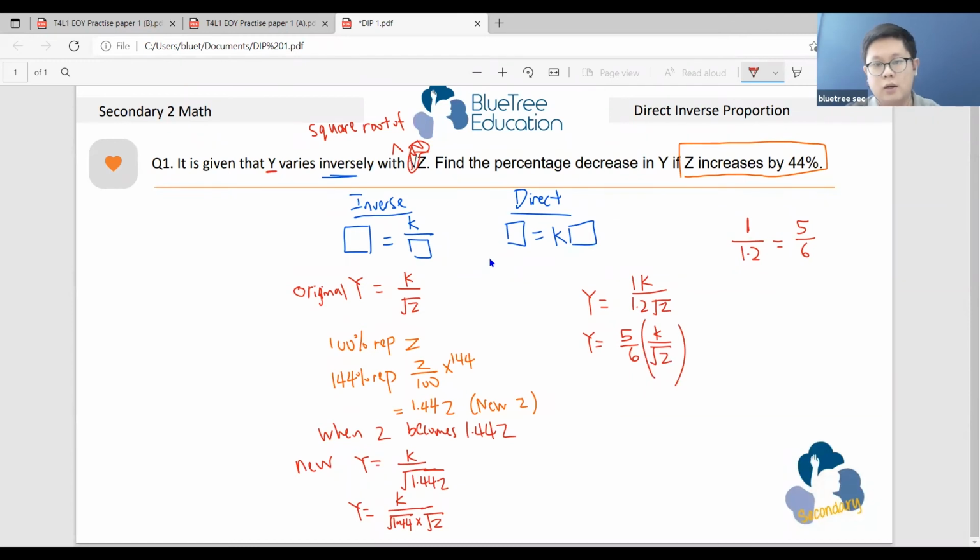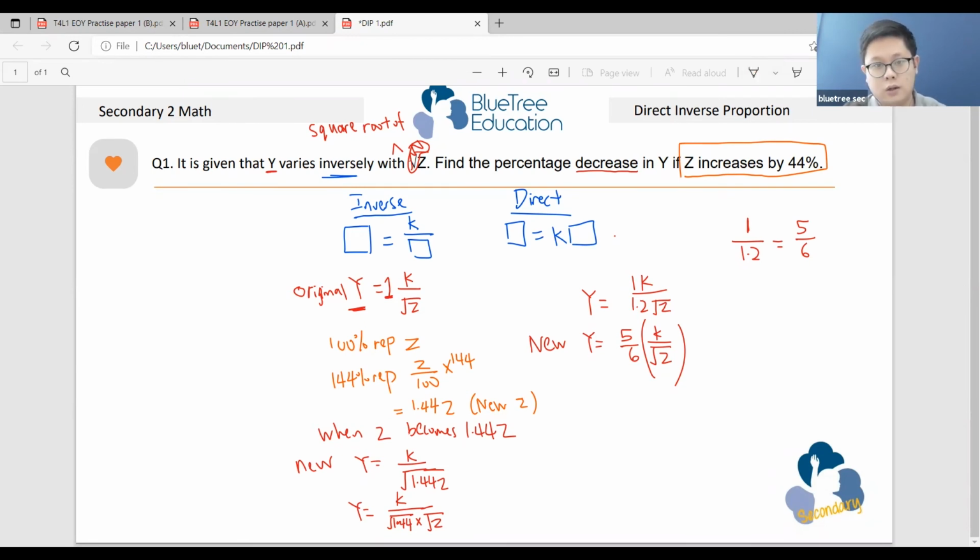All right, and then you can see the original y, which by default has the expression k over square root z, and the new y that has 5/6 as a coefficient being multiplied to k over square root z. So what does it mean with regards to the value of y? First, of course, it is decreasing. How can you tell? Because originally there is no number beside it, which means it's one unit. 1 unit of k over square root z becomes 5/6 units of k over square root z.